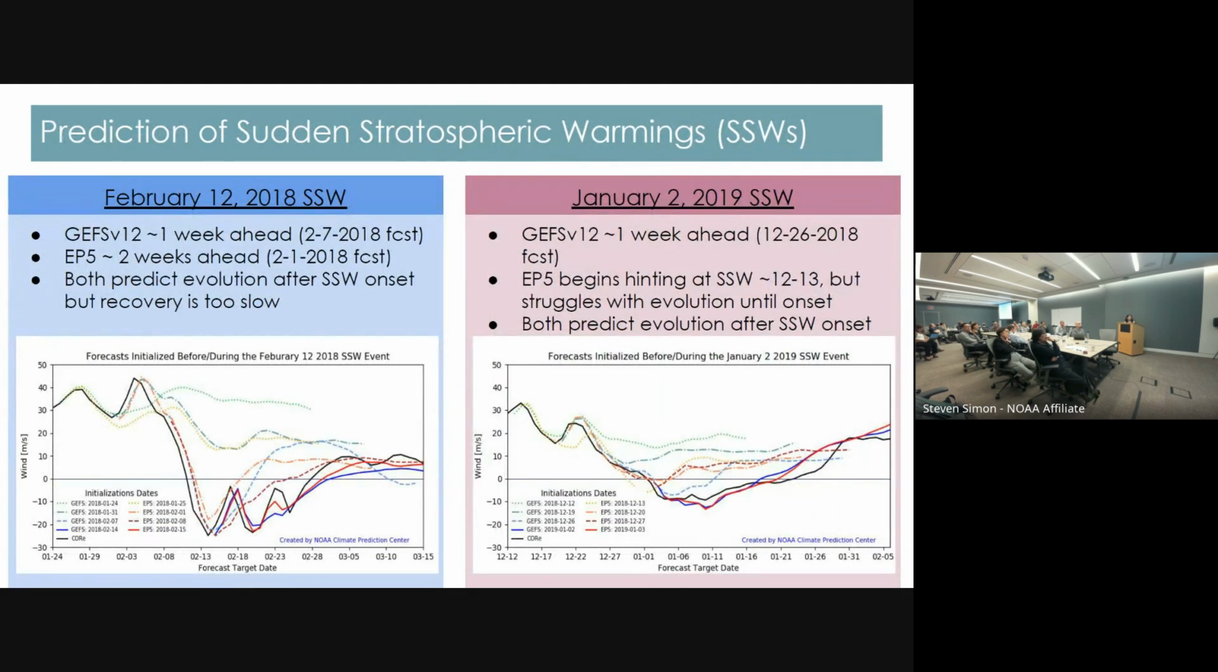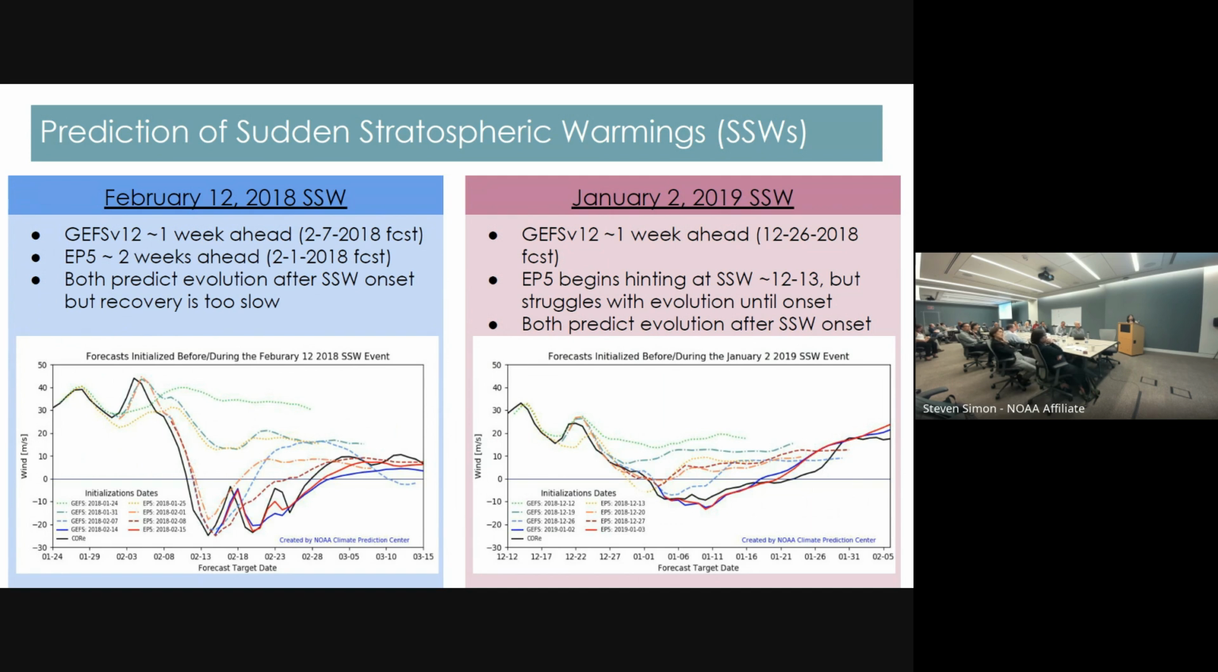Okay, so what does this mean for prediction of sudden stratospheric warmings themselves? What I'm showing here are the SSWs for both winters, and I've plotted the forecasts for the 3 weeks before and the 1 week after. The idea is, at what point are they able to see the sudden stratospheric warming? Now, keep in mind, they're only 1 week initialization, so the temporal resolution isn't great.